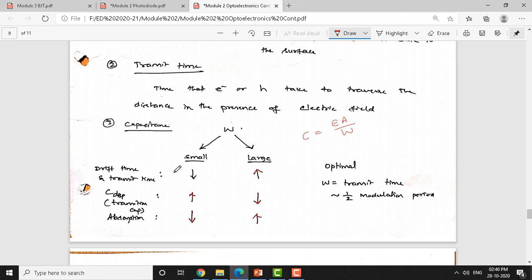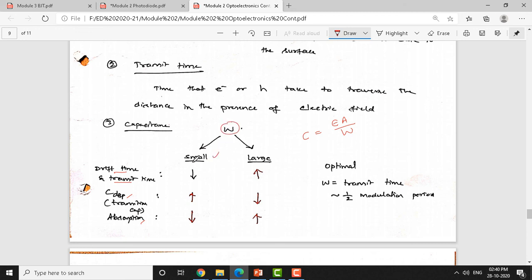So, depletion width depends on how it is chosen. If it is small, what are its consequences, and if it is large, what are its consequences, pros and cons. Let us see in detail. We are taking this with reference to three parameters: drift time or transit time, depletion capacitance, and finally the absorption. Let us assume that the depletion width is very small.